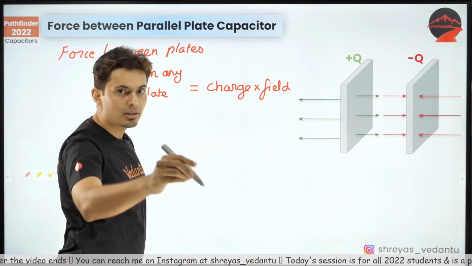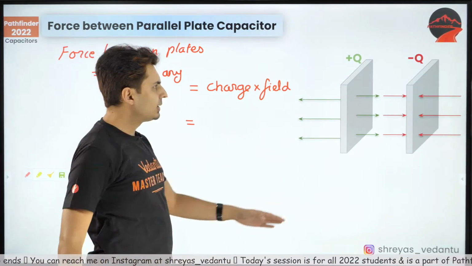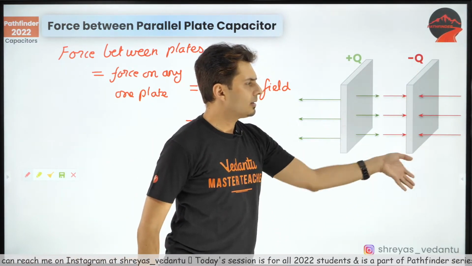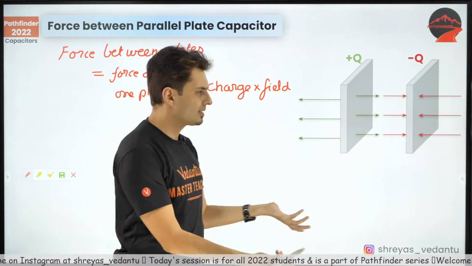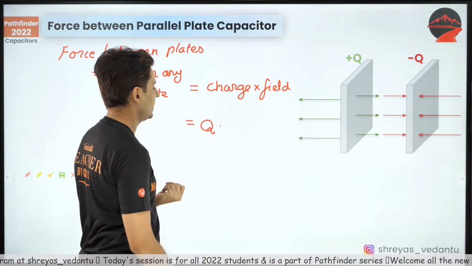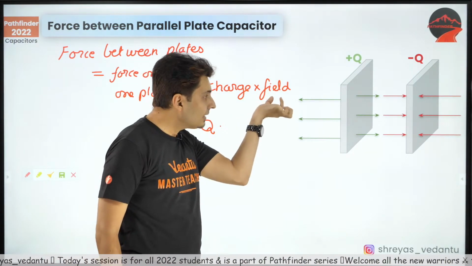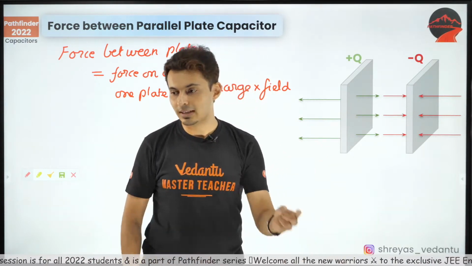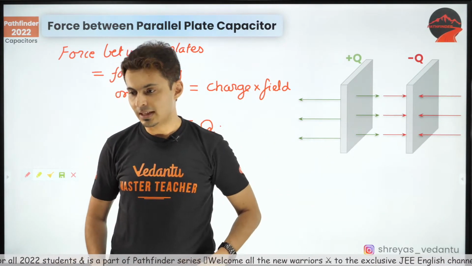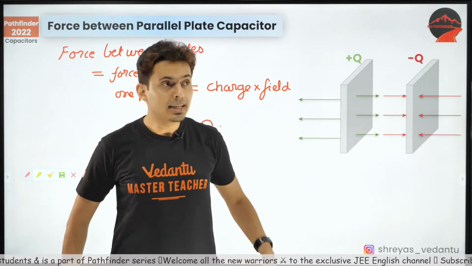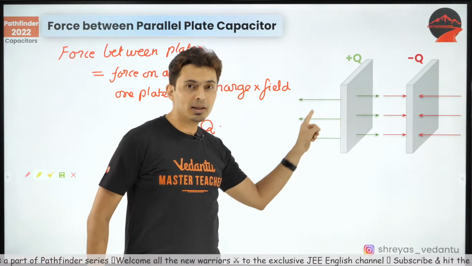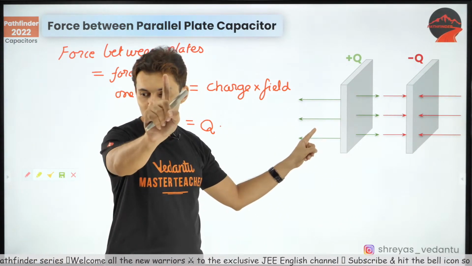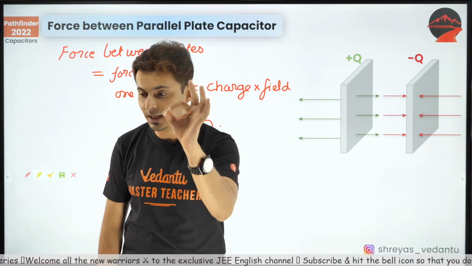Now my question is, if you take this plate or this plate, the charge is Q only, so you don't have to worry about that. When I write this field, is this field because of both the plates or only one plate? Let me know in the chat box. Think carefully and answer in the chat box.